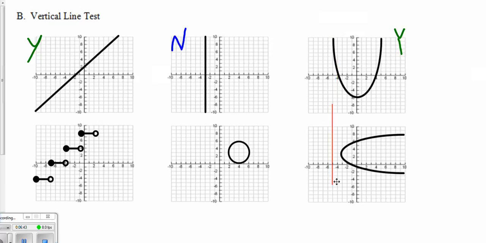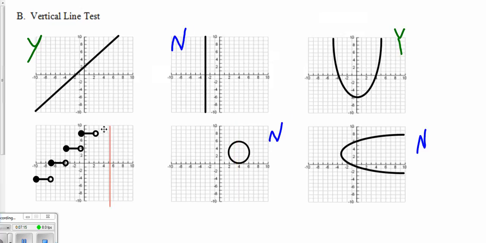If we jump down to this sideways parabola, again, touching nothing is okay, but if I were to draw my line right here, notice it touches here and here, meaning no, this one will not be a function. It touches more than one spot. Same with this circle, touches nothing over here, right here it's touching 2 points now. We don't want that, which means no, not a function.